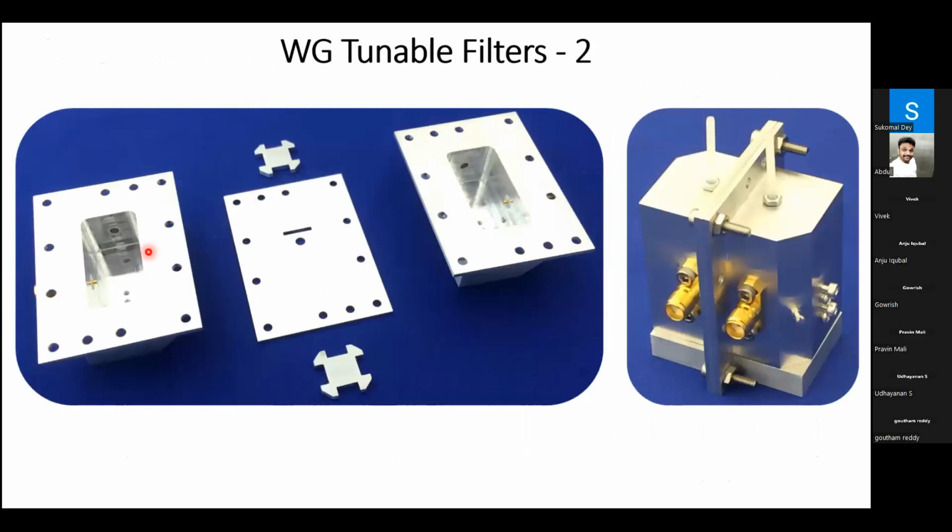So we built the filter using aluminum parts. Copper could have given us a much better response, but we went for aluminum because we wanted to do it quickly and prove the concept rapidly. So these are the tuning elements, and this is how we have connected the tuning elements with the nylon spacer. And these spacers are controlled by a single motor, which pulls and pushes these tuning elements within the cavity.